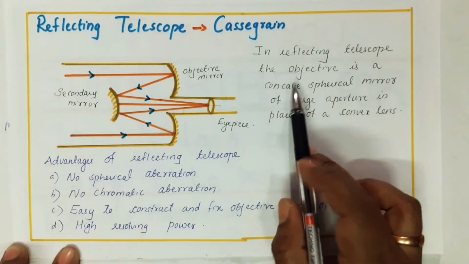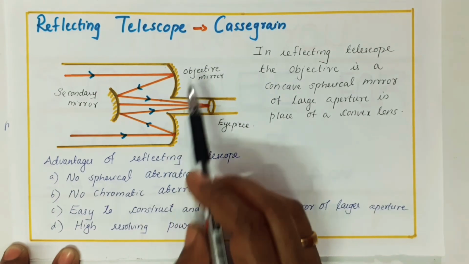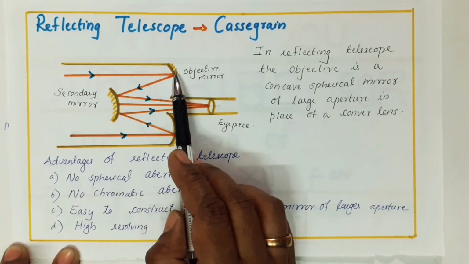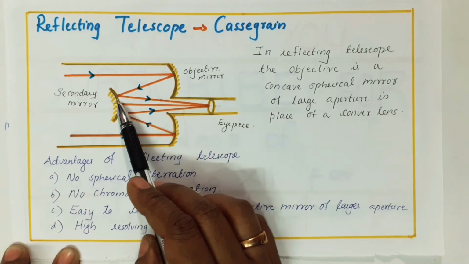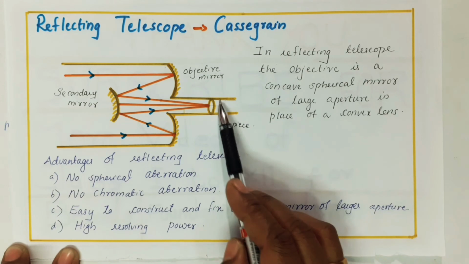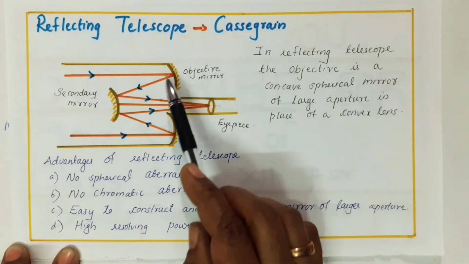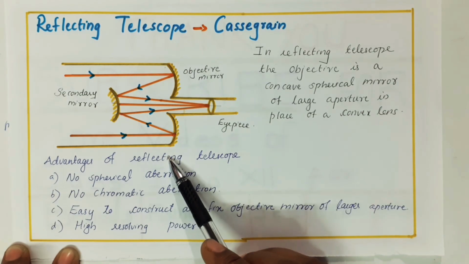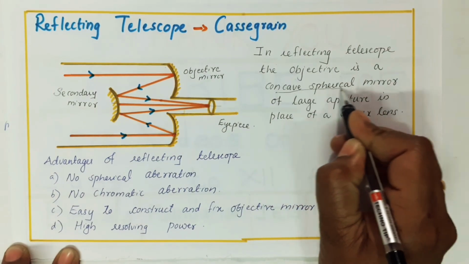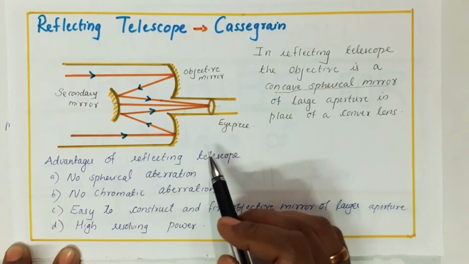It is also called Cassegrain. Here we have two concave mirrors, the objective mirrors. Light rays are coming parallel, hitting here, reflecting, coming back to the secondary mirror, and we get the final image with the help of this eyepiece. In a reflecting telescope, your objective is a mirror of large aperture. Instead of a convex lens, we use a concave spherical mirror, the objective mirror.